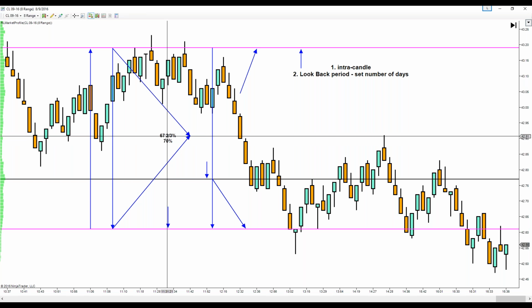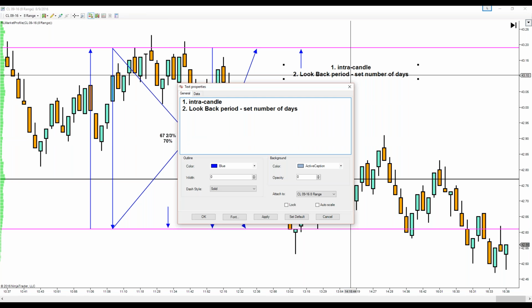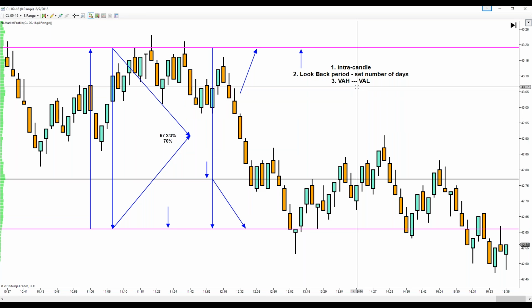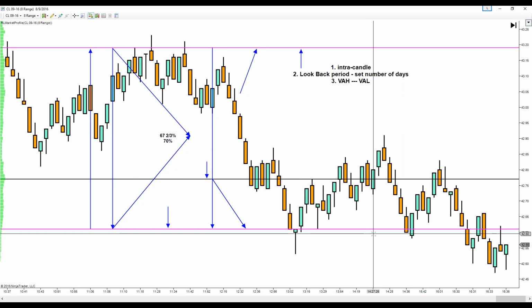We have a program for that. We do a 2-year look-back period. And so what we have is a proprietary space between the VAH and the VAL. And that really increases the power of support and resistance at the value area high and value area low.